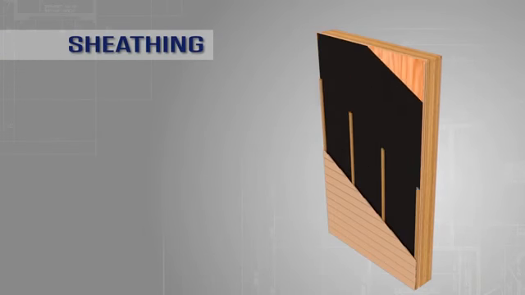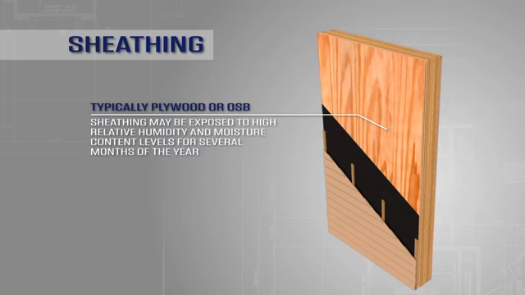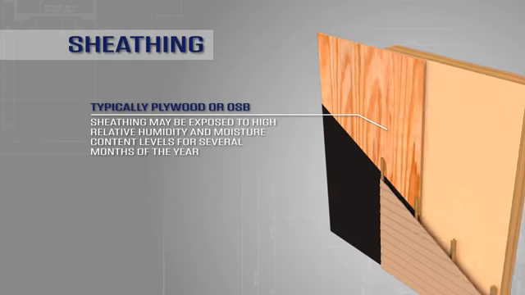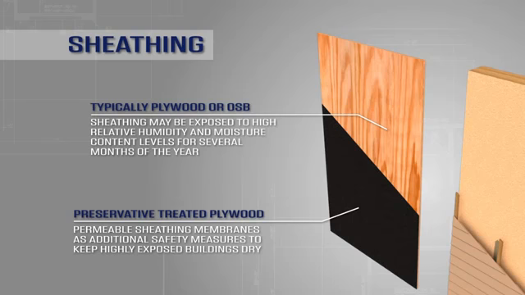Sheathing is typically plywood or OSB. Sheathing may be exposed to high relative humidity and moisture content levels for several months of the year. Consider using preservative-treated plywood, as well as vapor-permeable sheathing membranes as additional safety measures to keep highly exposed buildings dry.